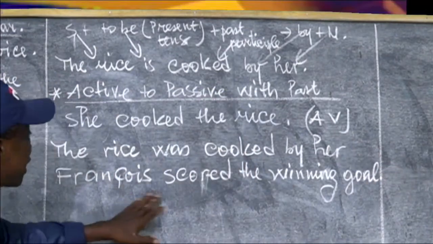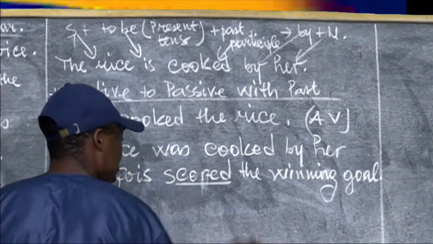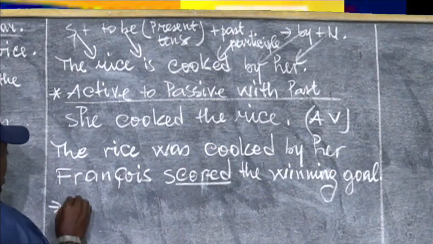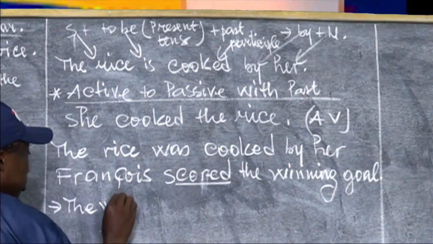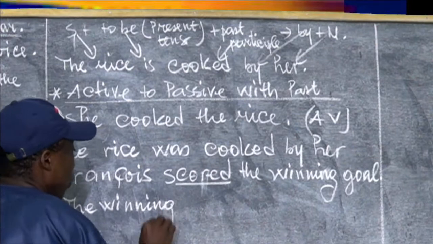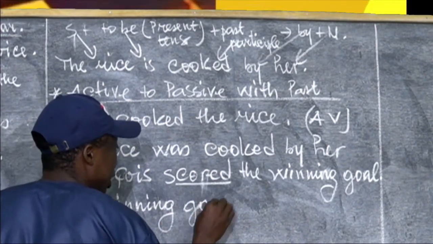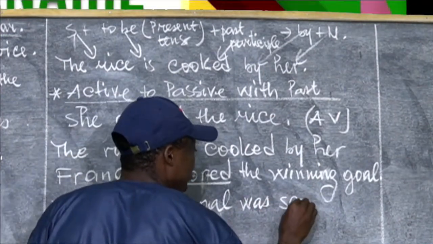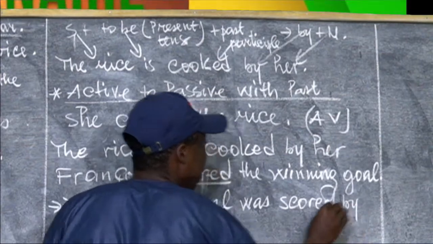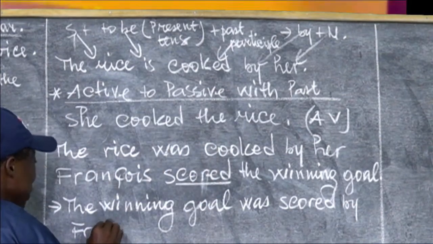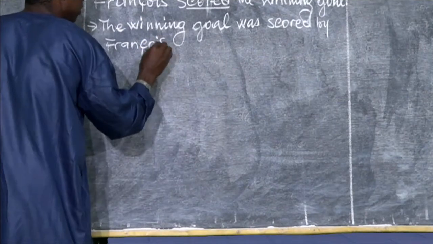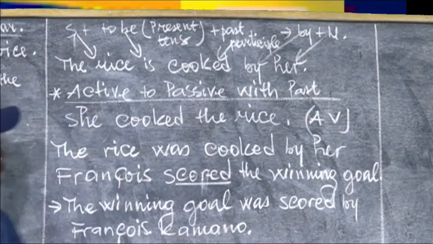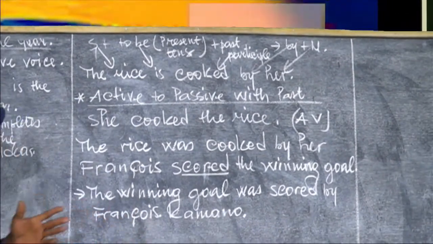Yes, this sentence is to be put into the passive. Why? Score is in the simple past tense. Now, the winning goal, passive voice: the winning goal was scored by François Camano. There is no need, very simple, but by François Camano. Very good. The winning goal was scored by François Camano.